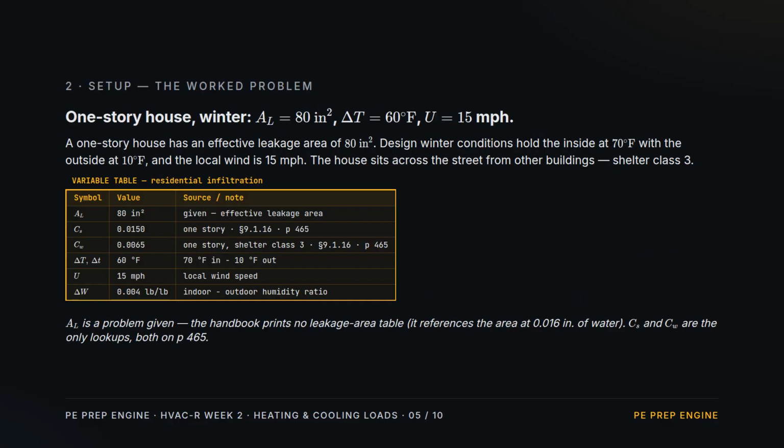Setup. A one-story house, leakage area, 80 square inches. Winter design, 70 inside, 10 outside, so a 60-degree difference with a 15-mile-per-hour wind. It sits across the street from other buildings, shelter class 3. From the tables, the stack coefficient is 0.0150, and the wind coefficient 0.0065. We'll carry a humidity ratio difference of 0.004 for the latent side.